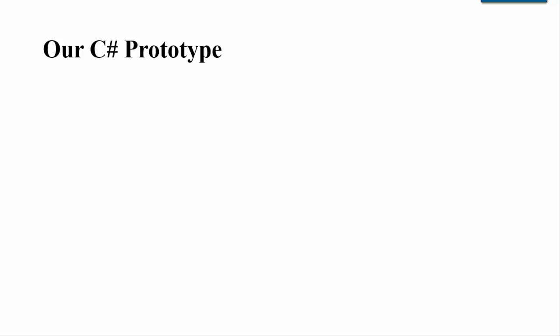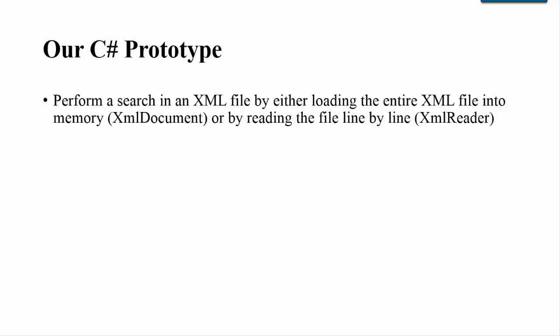We are not going to implement this example in our C# prototype. We are going to take something a little more practical. We are going to implement a search tool in an XML file. The search tool allows the client program to perform searches on an XML file by using one of two approaches. The first approach is the XML document approach, where the entire XML file is loaded into memory, or by reading the file line by line, which is the XML reader approach.